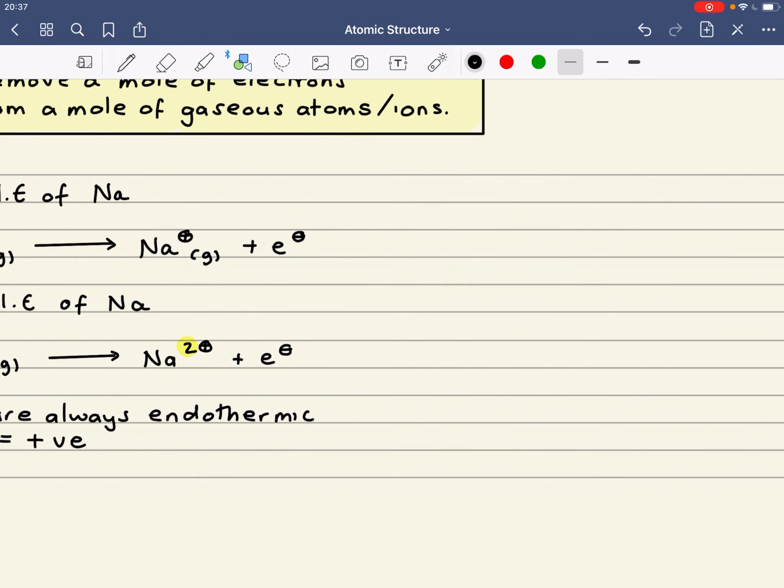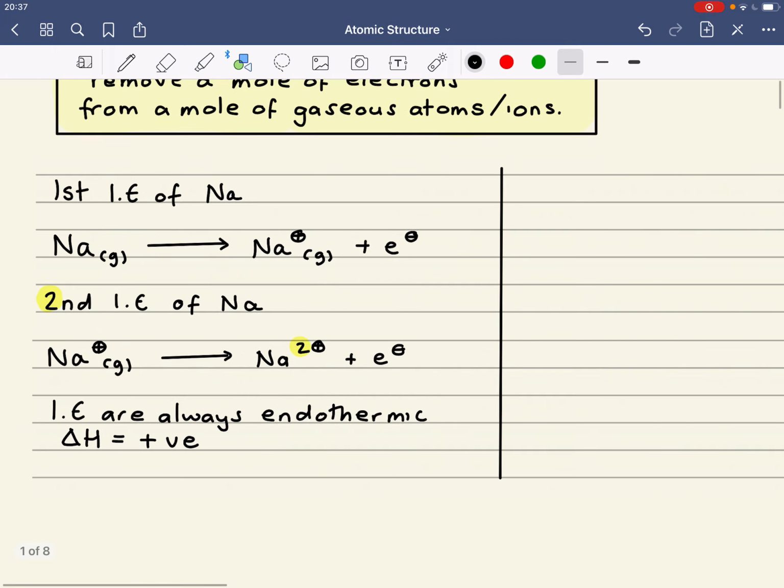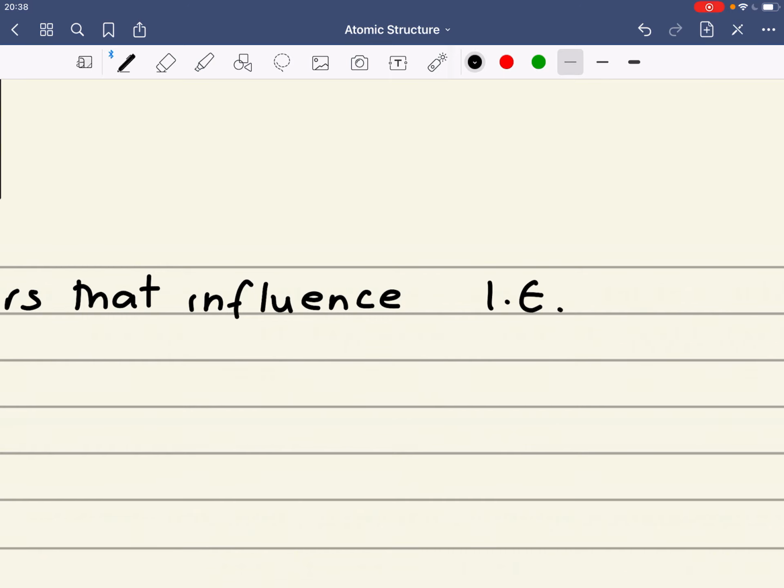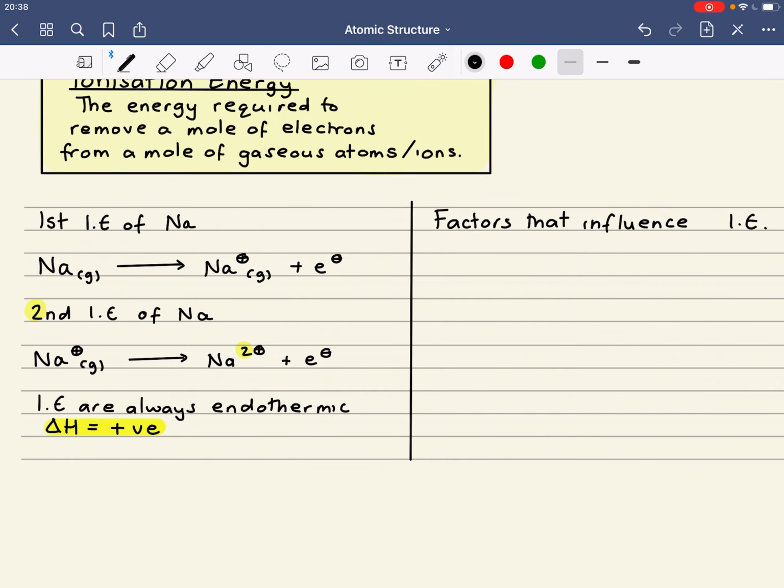What factors influence the ionisation energy value? Remember, the bigger that this number is, the more positive this number is, the harder it is to remove the electron. So what factors influence this ionisation energy value? So I'll say again, the more positive this number is, the harder it is to remove the electron.